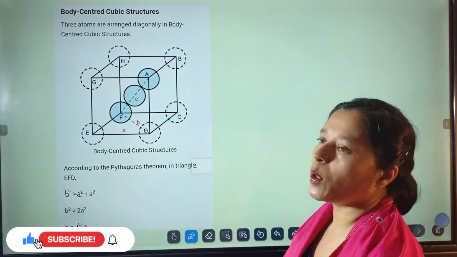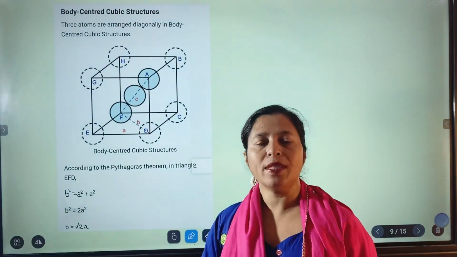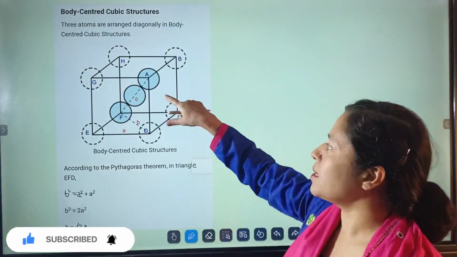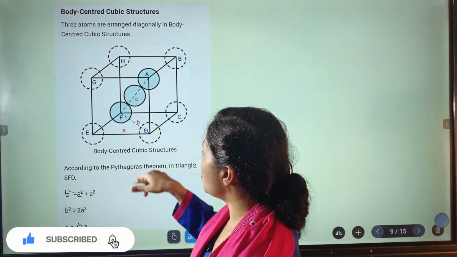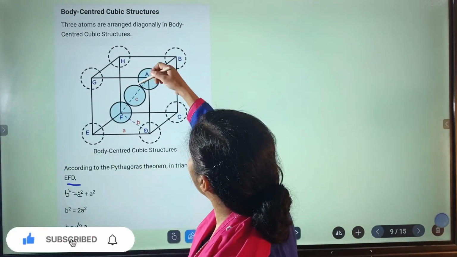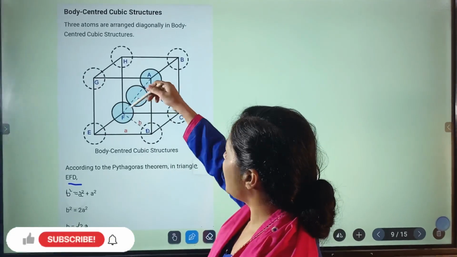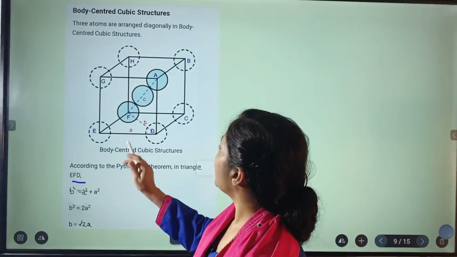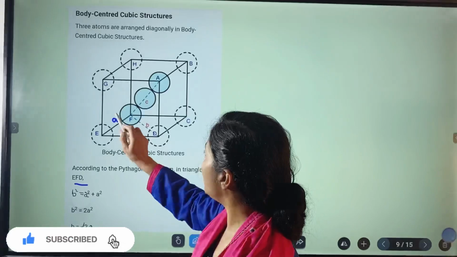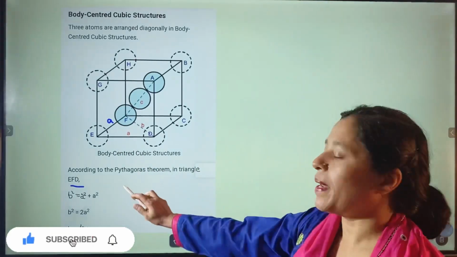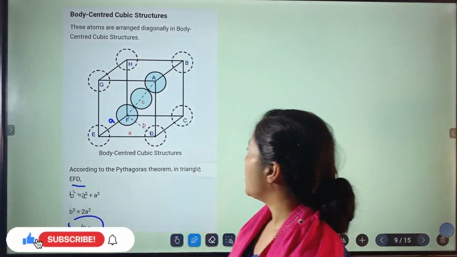Now the next one is body centered cubic structures. You know that in body centered cubic structures, one atom is at the center of the BCC crystal. By applying the Pythagoras theorem in the triangle EFD, where we can see E, F and D, there are two edges, this one A and this one, and they are both equal. This value is also equal to A. So applying the Pythagoras theorem, we can calculate the value of B.